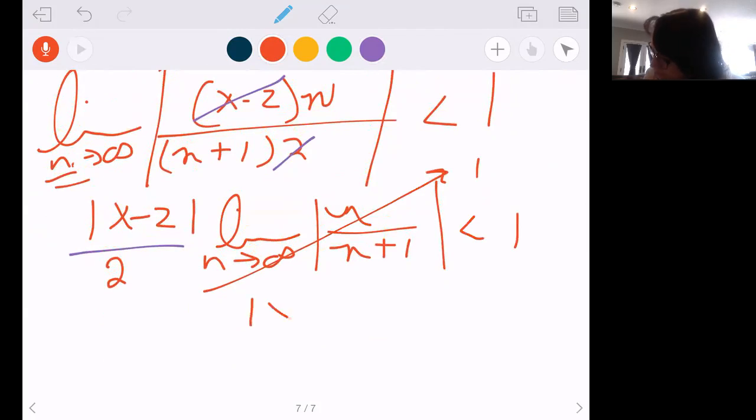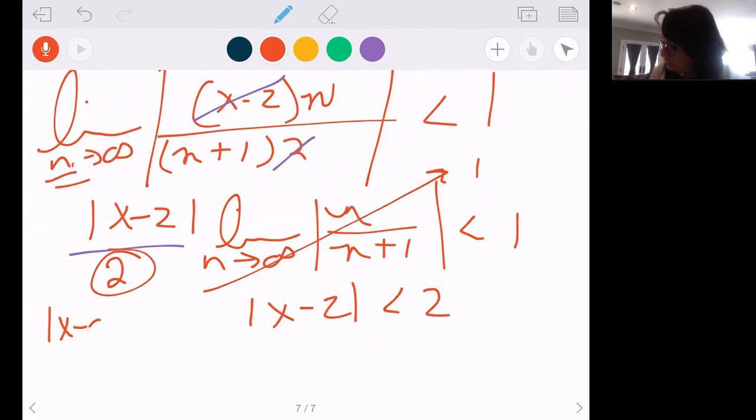So I actually have the absolute value of x minus 2 multiplying by 2 on the other side, leaves me with this. Now, this is of the form absolute value of x minus c less than r. This right here is called the radius of convergence. It means you can stay within 2 units of the center, and my center is 2. So it means it converges within 2 units of 2. So 2 to the right at 4, 2 to the left at 0, I have convergence.